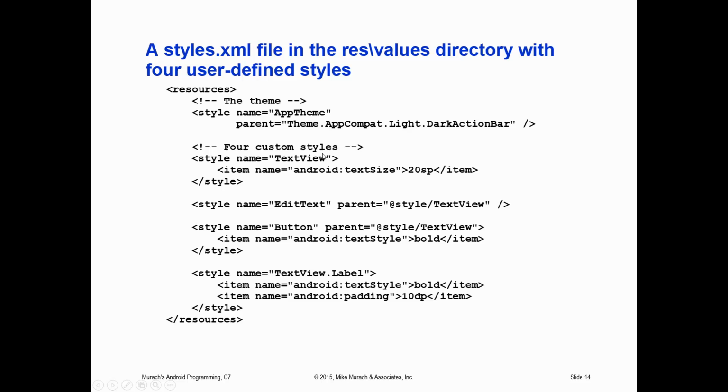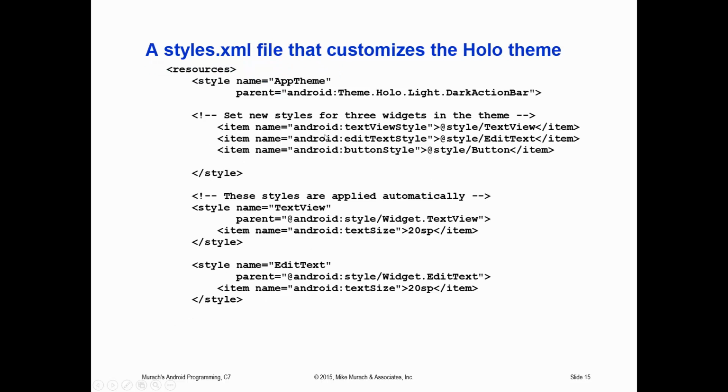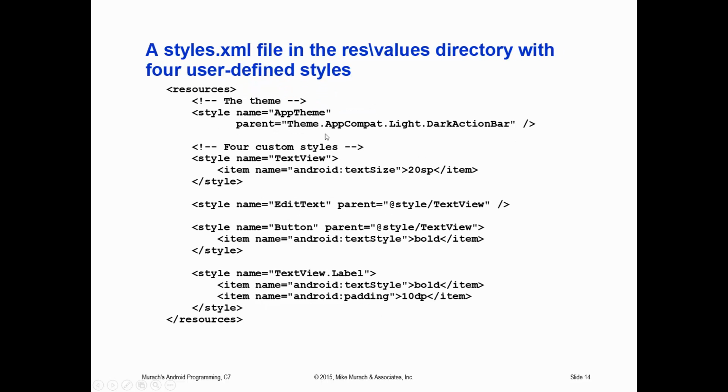You can also come in and create your own style sheets. A style sheet then would be a collection of styles that can be applied throughout an application. So you'd create something that looks like this. All right, the first thing at the top that you see there is a custom theme named AppTheme. And that basically inherits from the AppCompat theme that we talked about earlier.